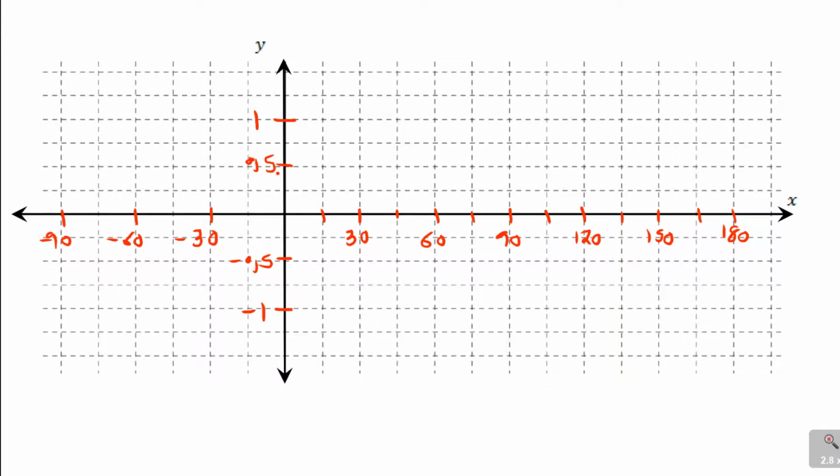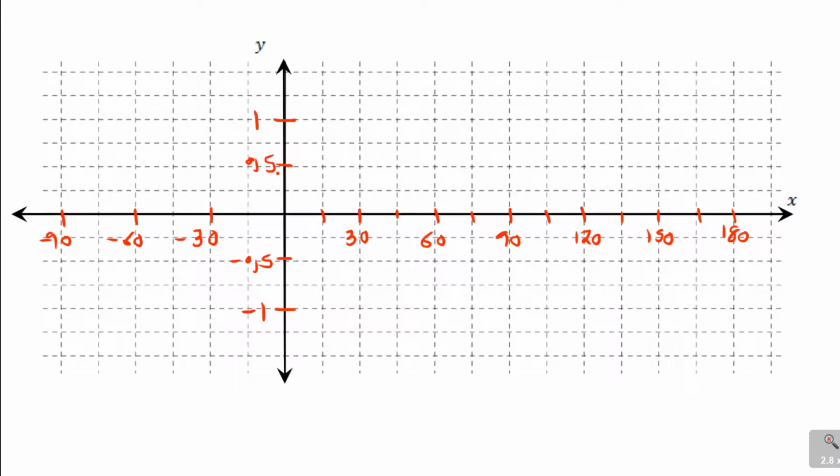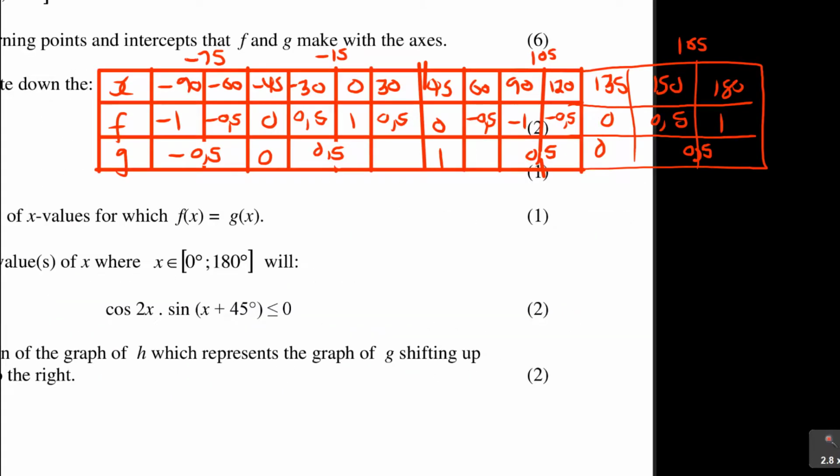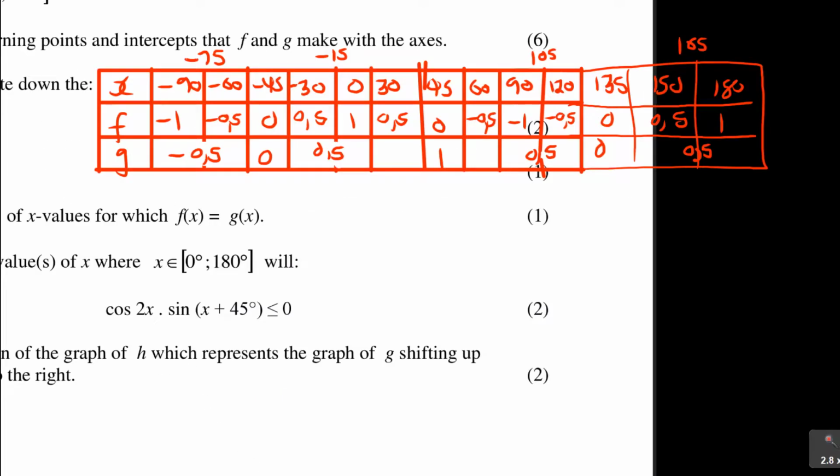Then you start to input the values. The first one, -90, -1. You start with the first one. -90 is what? Is -1. So -90, -1, there is the part. So let me make it bigger. Alright, -90 is -1, -60, -0,5. We go there. -45, 0.